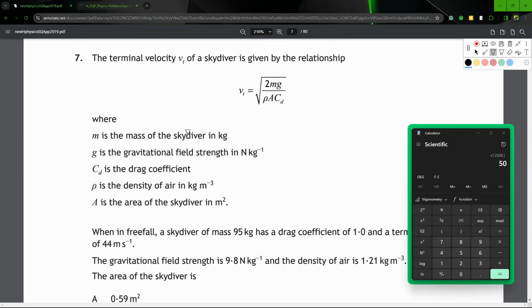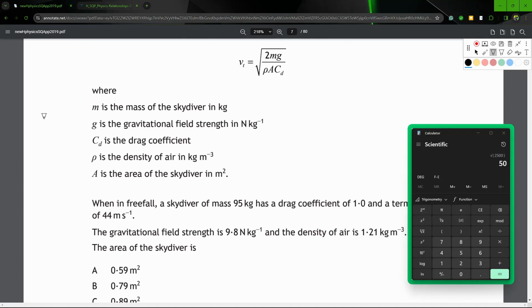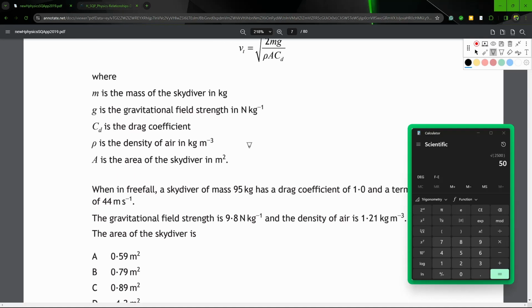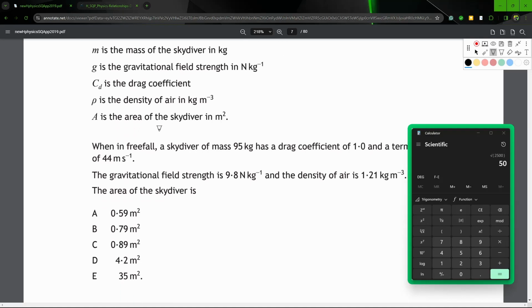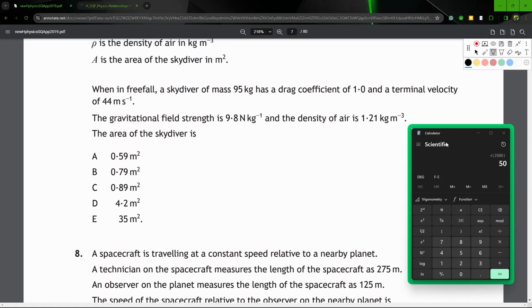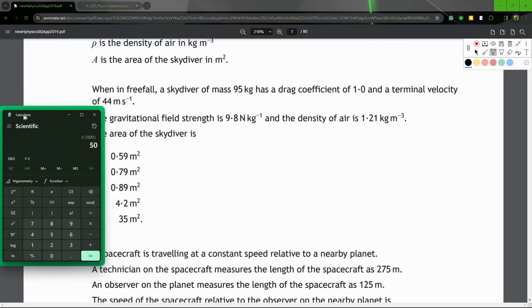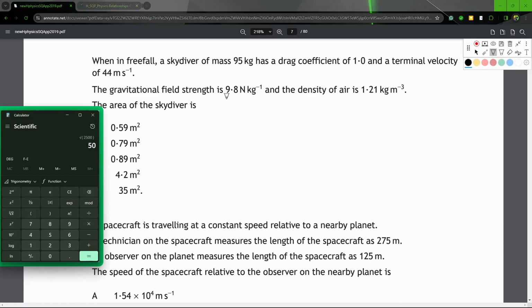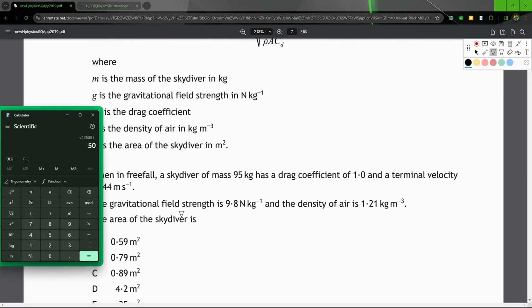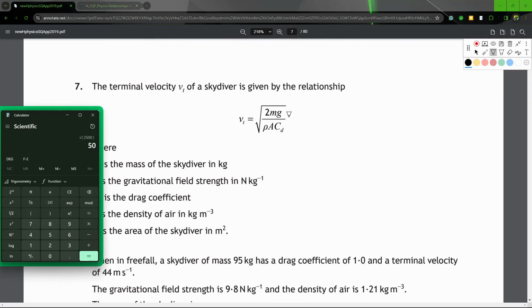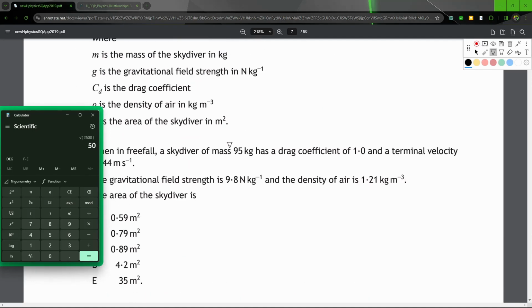Okay, we're moving down to 7. The terminal velocity Vt of a skydiver is given by this horrific mess of a relationship, where m is the mass, g is the gravitational field strength, C is the drag coefficient, p is the density of air, and A is the area of the skydiver. A skydiver of mass 95 has a drag coefficient of 1, and terminal velocity is 44. Gravitational field strength is 9.8, and density of air is 1.21. What is the area of the skydiver? Annoyingly, we can't just plug in numbers and get an answer. We're going to have to rearrange it.